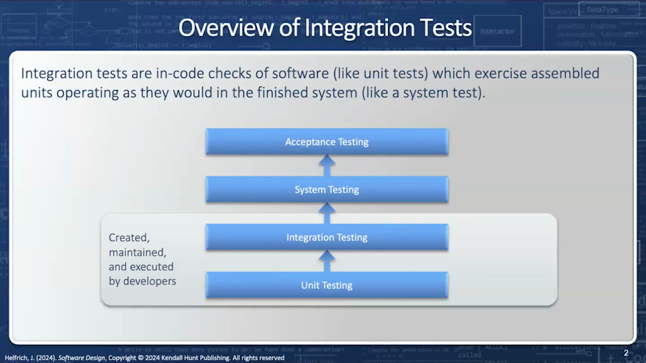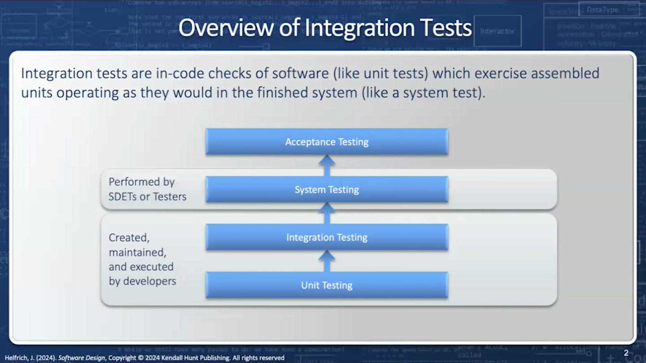Now, integration testing and unit testing are created, maintained, and executed by developers. They're written in the code as the code is written, and they're executed by developers in the course of the normal operation of the software. System tests, on the other hand, are created and maintained by software development engineers in test or by testers. It requires a different skill set to create a system test than an integration test or unit test. In other words, we have to know how to write automation software to exercise public interfaces.